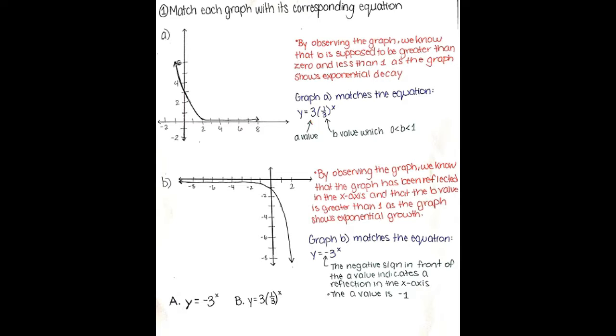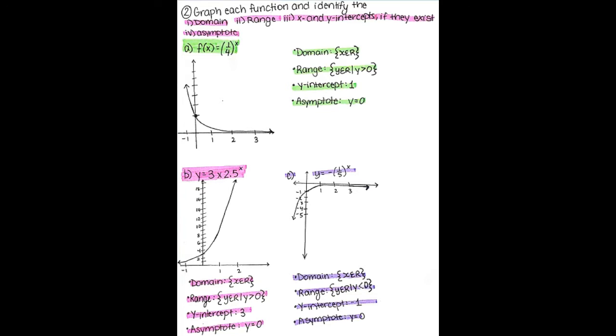Graph B has been reflected in the x-axis, which means using the function y equals ab to the power of x, or f(x) equals ab to the power of x, there will be a negative sign in front of the a value to indicate that it's been reflected. By observing this graph, we can tell that the b value is greater than 1, which means that the graph has an exponential growth. That means that the equation that matches the graph is y equals negative 3 to the power of x. Now we'll do another example.